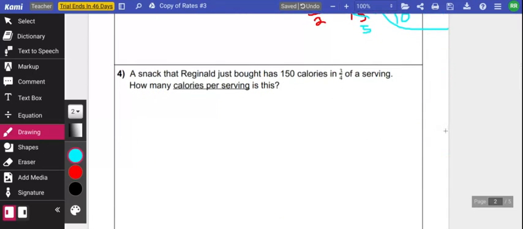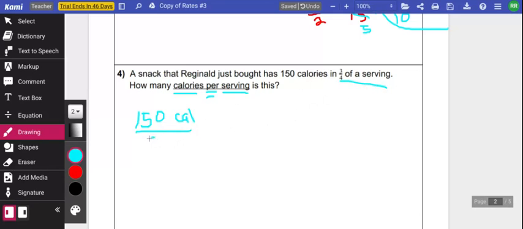Okay, number 4, a snack that Reginald just bought has 150 calories in 3/4 of a serving. How many calories per serving? So we want calories on top, per is the horizontal fraction bar, servings are on bottom. So calories would be 150 calories per servings. How many servings?